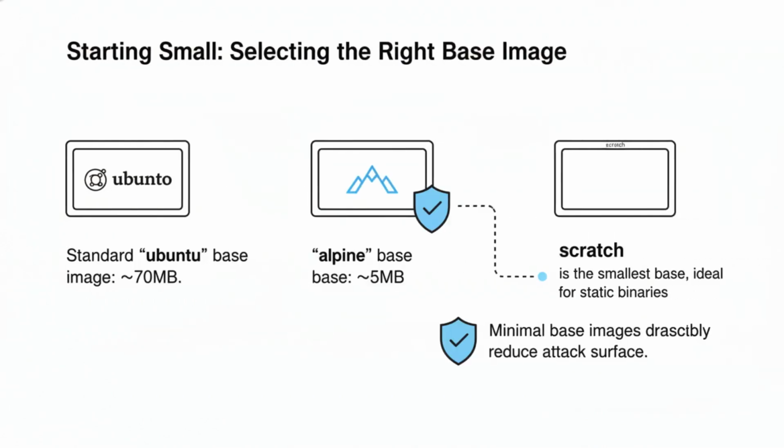The very first optimization step begins with your FROM instruction, selecting the right base image. This decision has a monumental impact on your final image size. Standard operating system images, like the full Ubuntu image, can be quite large, typically around 70 megabytes. In contrast, Alpine Linux is a much smaller distribution, weighing in at approximately 5 megabytes. For applications compiled into static binaries, you can even use Scratch, which is essentially an empty image. Choosing a minimal base image dramatically reduces the initial footprint, leading to faster pulls, less storage, and crucially, a significantly reduced attack surface by including fewer packages and dependencies.